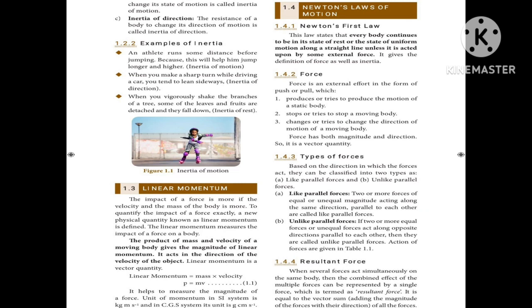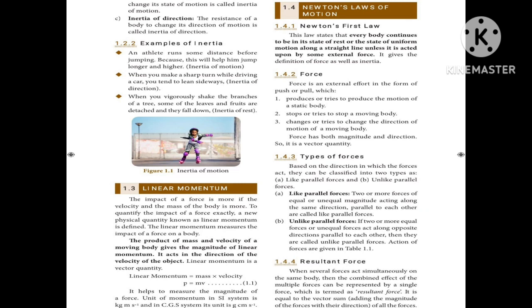Action of forces is given in Table 1.1. Table 1.1: Action of forces and resultant force Fnet. Parallel forces acting in the same direction: Fnet equals F1 plus F2. Parallel unequal forces acting in opposite directions: Fnet equals F1 minus F2 if F1 is greater than F2, and Fnet equals F2 minus F1 if F2 is greater than F1. Fnet is directed along the greater force.